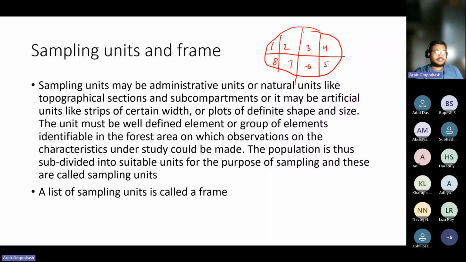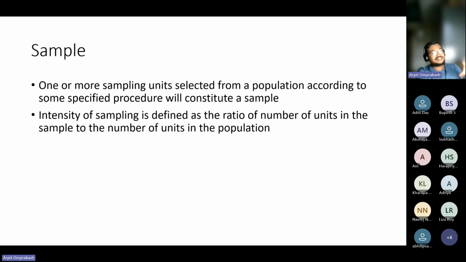List of all the sampling units that are present in our area. So for example, here the list 1, 2, 3, 4, 5, 6, 7, 8 is basically called our sampling frame. List of all the sampling units is called a sampling frame. Now, what is a sample?